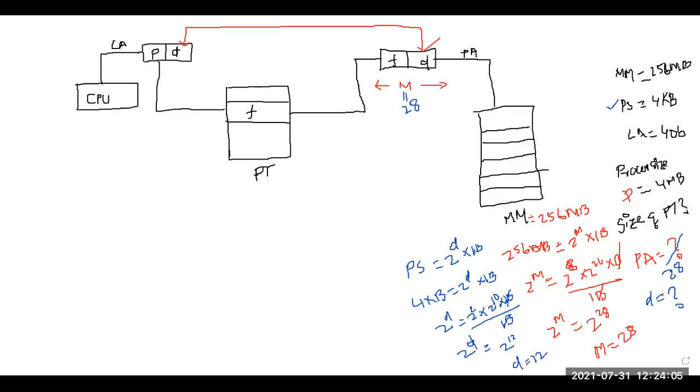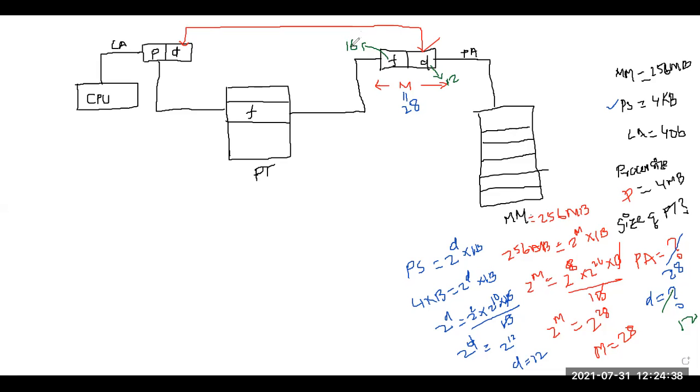Now we have calculated that the d value is equal to 12. The number of bits used for the offset address is 12. Now if I know the value of d and the total, how many bits are used per frame? If the total is 28 and 12 is used for the offset address, then for the frame it will be 28 minus 12, which is 16 bits.